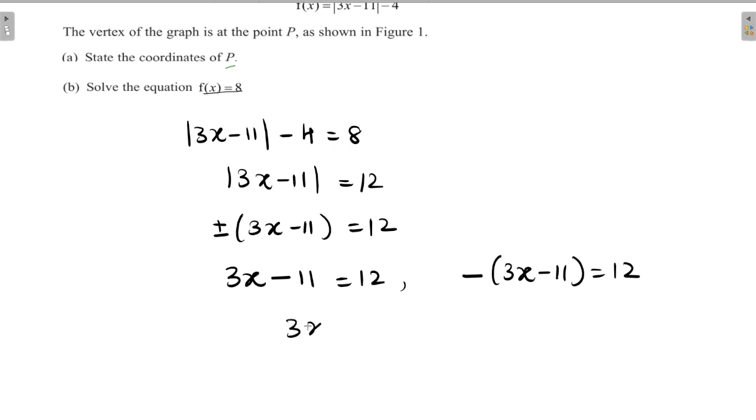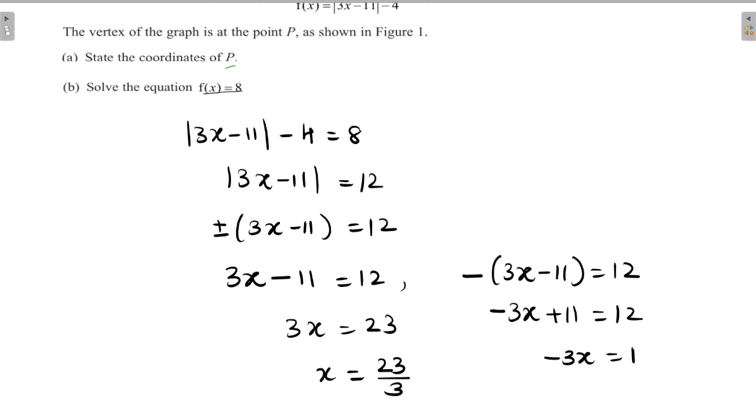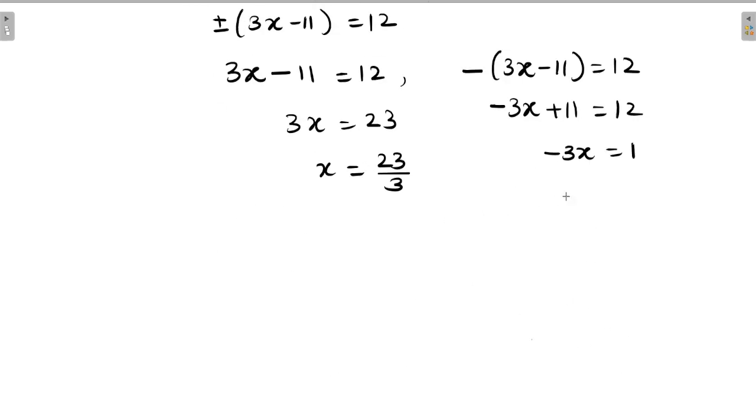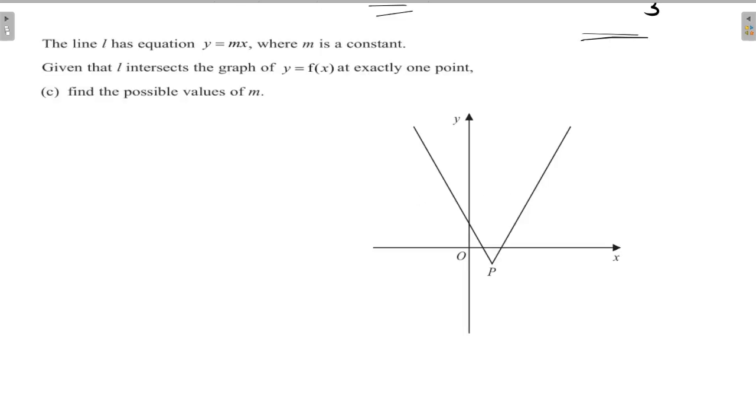3x is equal to 12 plus 11, which is 23. So x equals 23 by 3. This is one of the solutions. Here let's remove the bracket. So minus 3x plus 11 is equal to 12. Minus 3x equals 12 minus 11, which is 1. So x equals minus 1 by 3. So there are two solutions, 23 by 3 and minus 1 by 3.